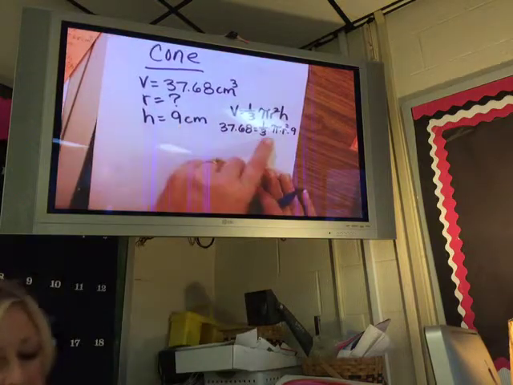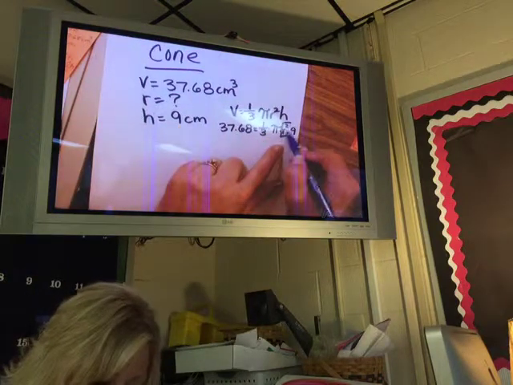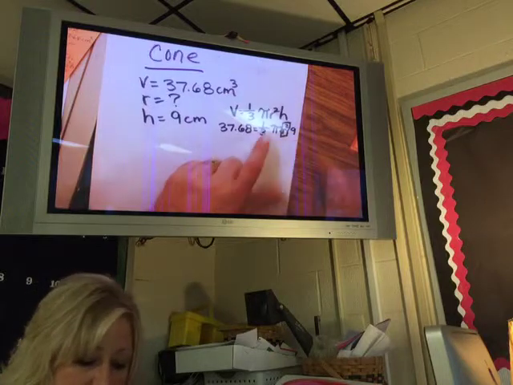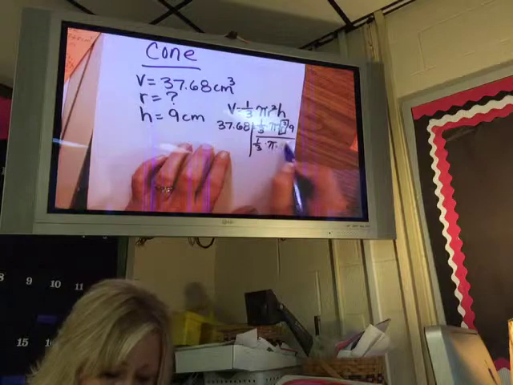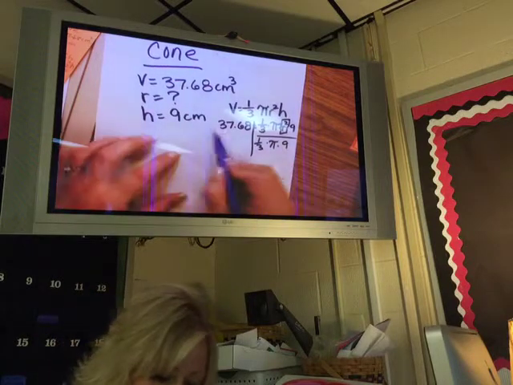So, I know that I'm trying to isolate this. So I need to get rid of all this other stuff. So I just need to divide it all away. Divide by 1/3 times pi times 9, on this side as well as the other.